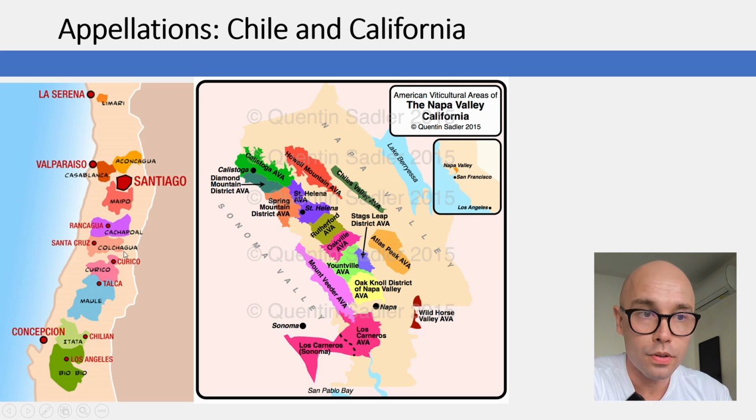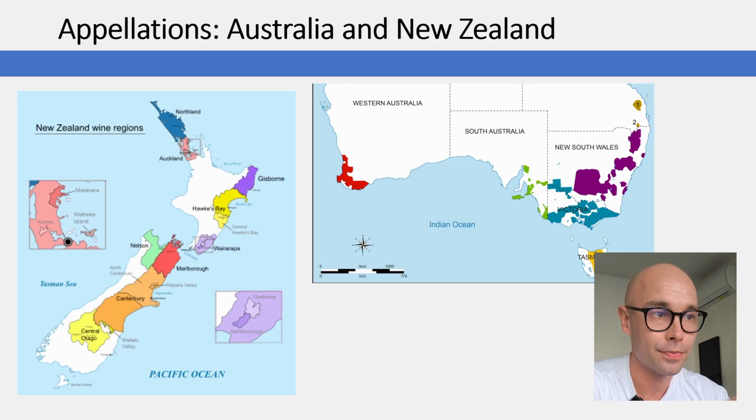Chile-wise, what is important for you, there's an appellation that is called Central Valley. Central Valley is basically this whole region here, which indicates a simple, approachable style of Merlot. Okay.